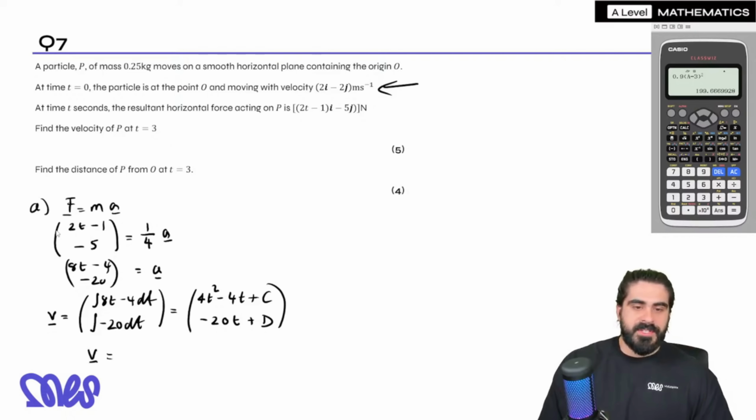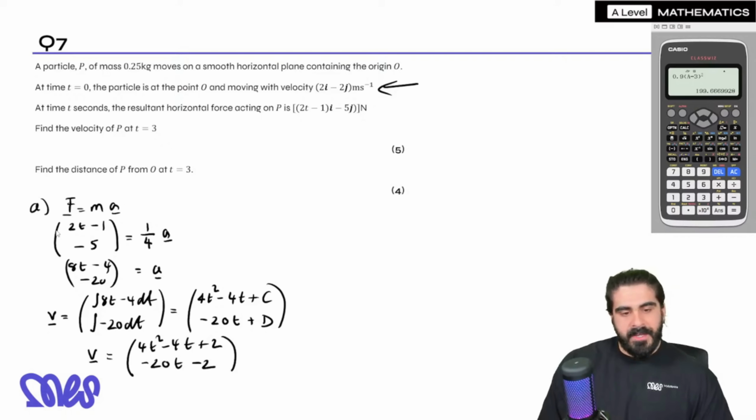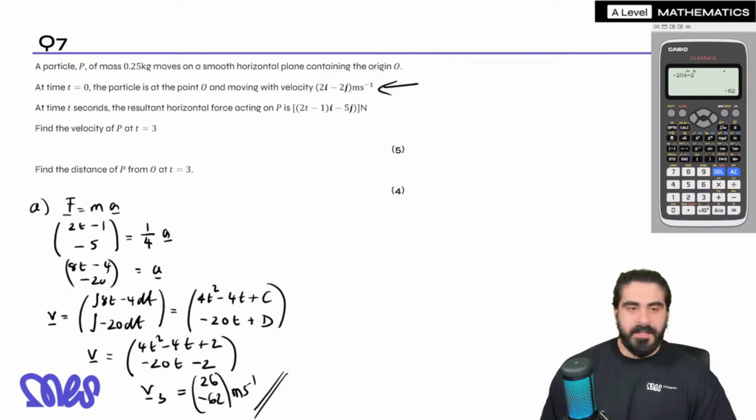Our final answer is the velocity is (4t squared minus 4t plus 2) i plus (minus 20t minus 2) j. Then for v at 3, we sub in 3 there. Just going to do 3 store A. 4a squared minus 4a plus 2, minus 20a minus 2, which gives 26 and minus 62. So you can convert that back to i and j if you want.